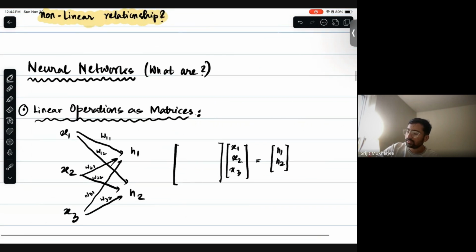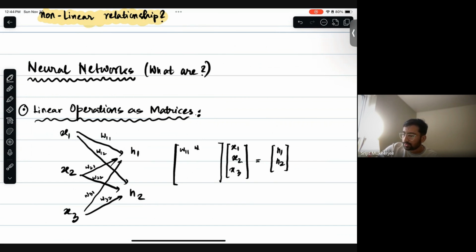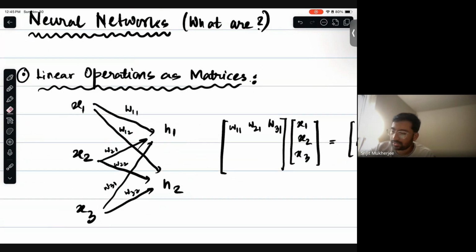So understand this. To get h1, we have w11. For x2, we have w21. For x3, we have w31. Let's make a change in the nomenclature, let's make it different.